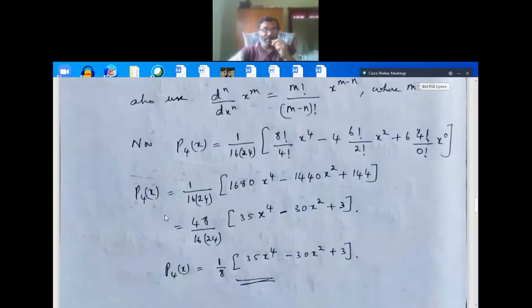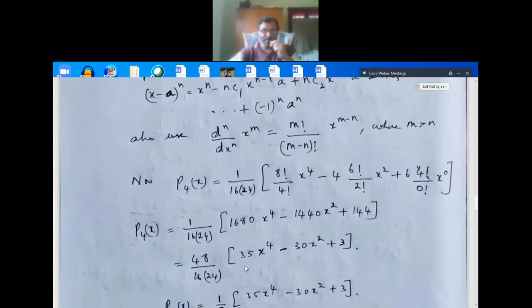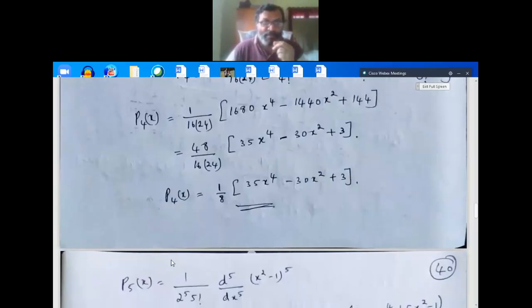So we get here 1 by 16 into 24, calculate all of this. Then, simple things, you take 48 common outside. Then we get P4 of x equal to 1 by 8 into (35x power 4 minus 30x squared plus 3). Okay, this is the same as what you got in the beginning.